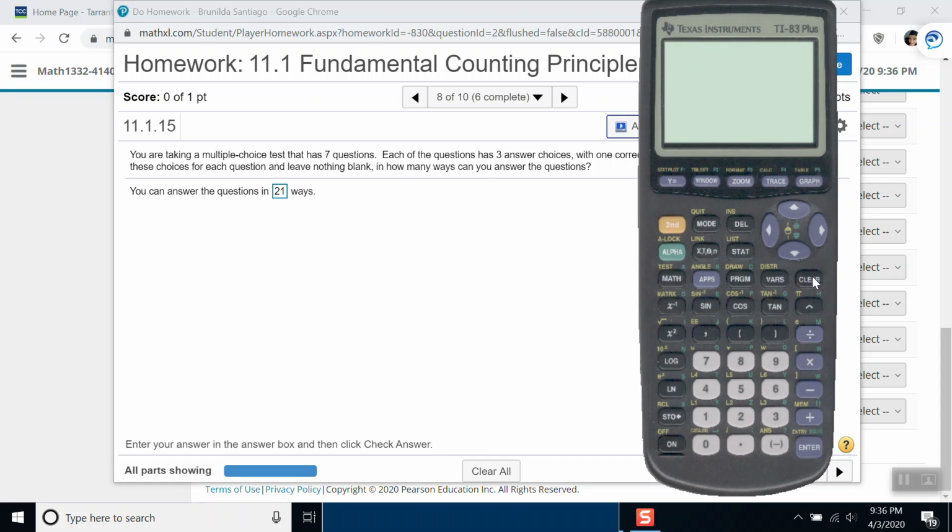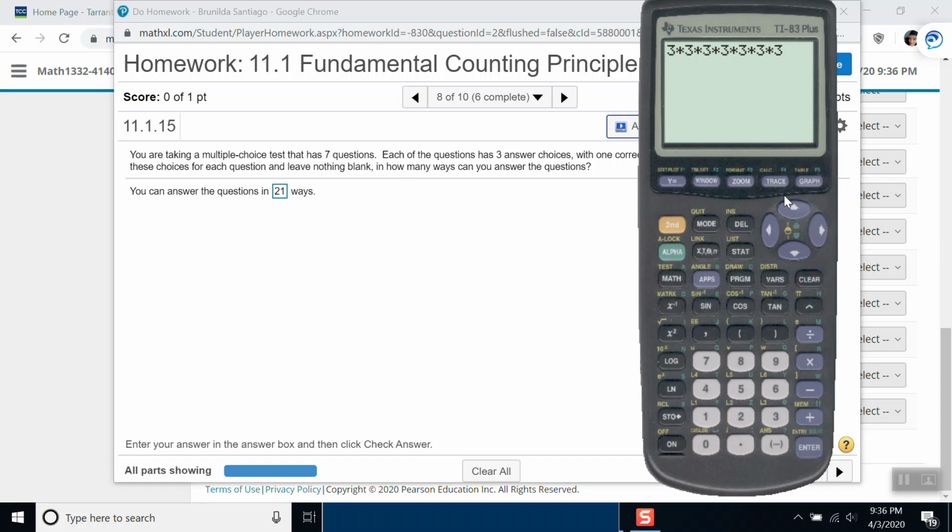Wait, let me make it clear. So there are 7 questions, and for each question there are 3 choices. Question number 1 has 3 choices. Question number 2 has 3 choices. So it's really 3 choices for the first question, 3 for the second, 3 for the third, 3 for the fourth, 3 for the fifth, 3 for the sixth, and 3 for the 7th question. Each one of these represents question 1, question 2, question 3, question 4, question 5, question 6, question 7.